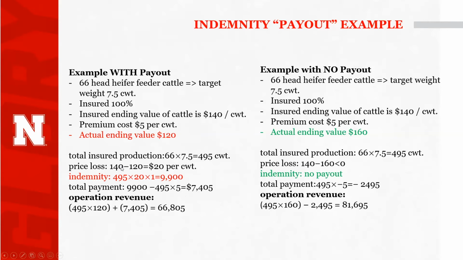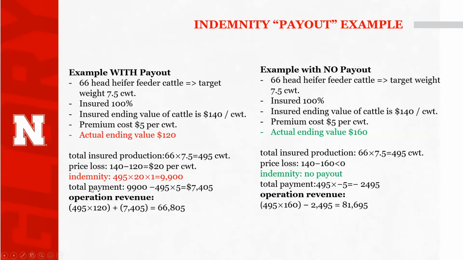We were insuring at the 140 level, but prices ended up being 120. And so we should be compensated $20 per hundredweight. So what is the indemnity, or what's the payback from the crop insurance agent? We take that 50,000 pounds, or 495 hundredweight, multiplied by the $20 per hundredweight, and we get a net indemnity of about $10,000. So that's the effect of the insurance working.